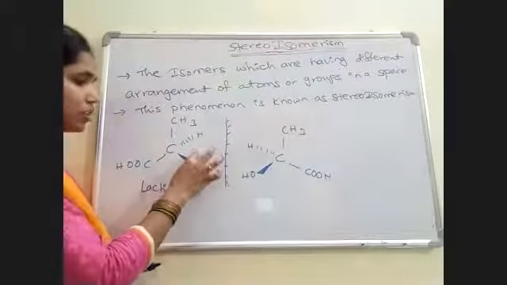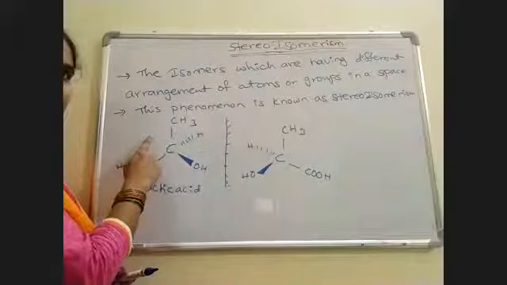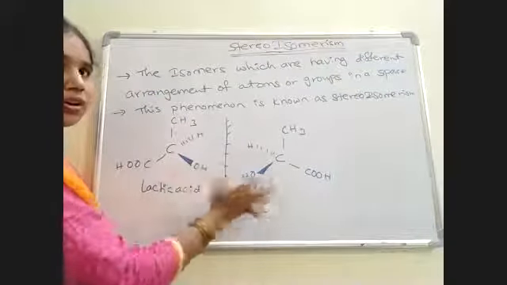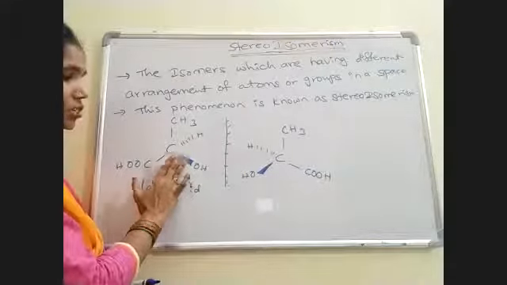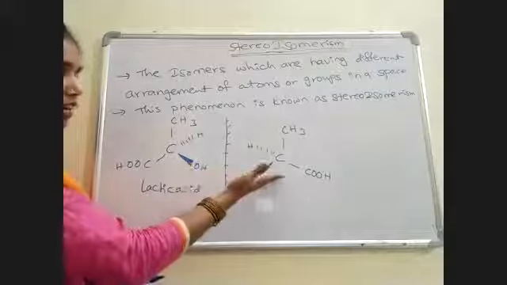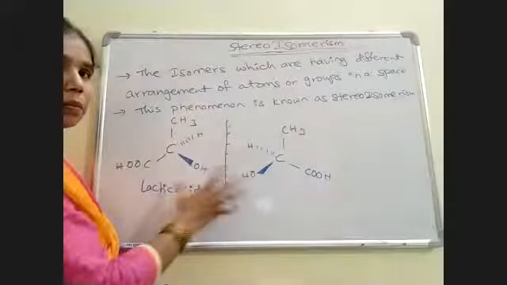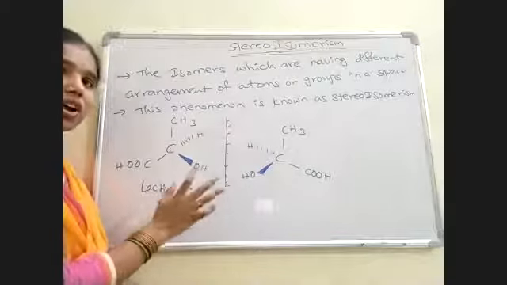This OH is pointing towards the board and hydrogen is pointing upwards the board. If you see this molecule and this molecule, they are two mirror images to each other. OH is towards right side here and OH is towards left side here. So these two are mirror images to each other, and these two are called the stereoisomers.